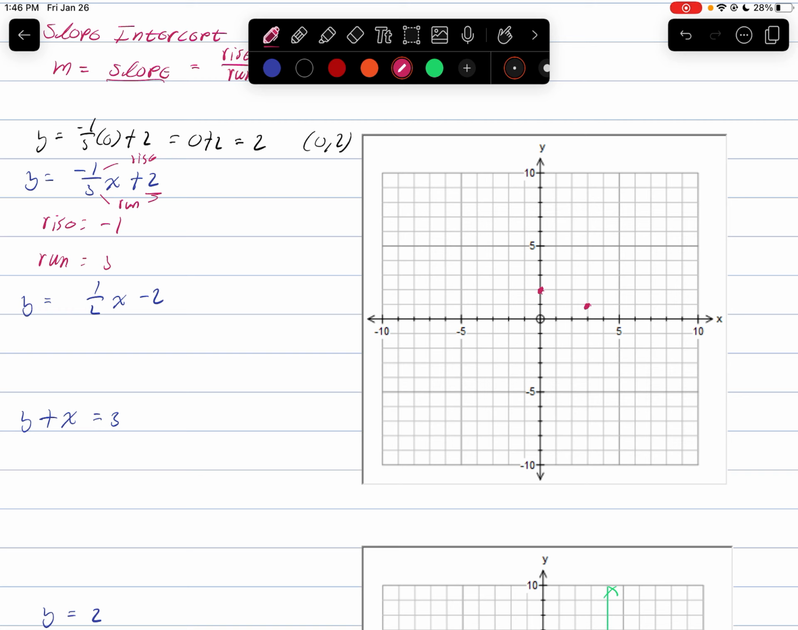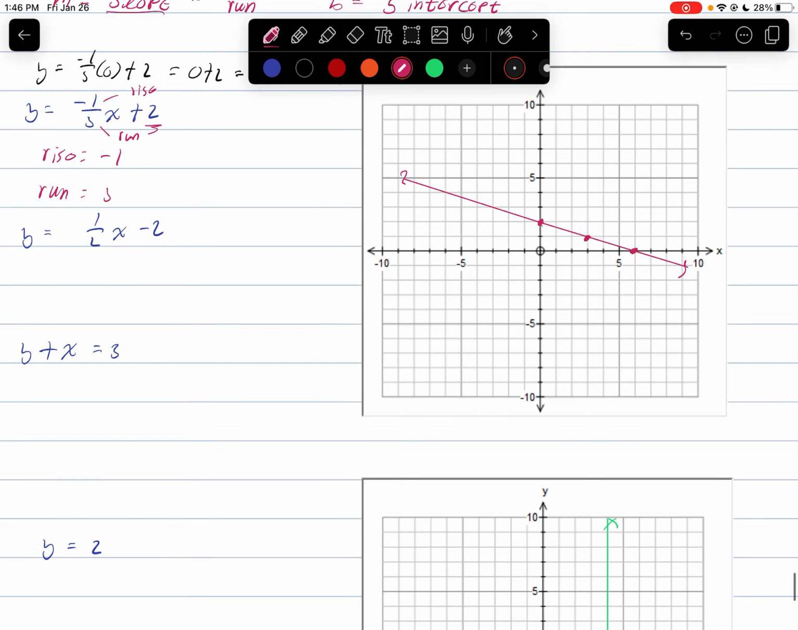Okay, and we can do it again. We can go down 1 to the right 3. And this is basically what our graph is going to look like. We can connect these dots, and we have a pretty good idea of what that line's going to look like. Okay, and these little arrows at the end here imply that this line goes on forever in either direction.